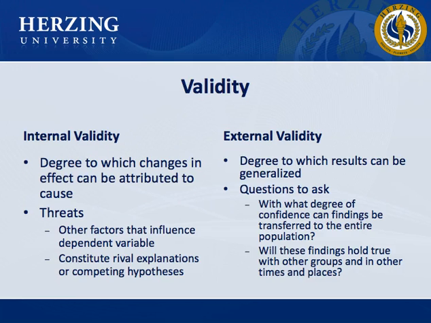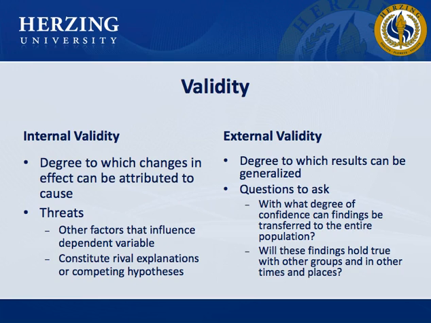Internal validity of an experimental design concerns the degree to which changes in the dependent variable can be attributed to the independent variable. Any other factor that influences the dependent variable merits explanation. External validity concerns the degree to which results can be generalized to other people or other settings.